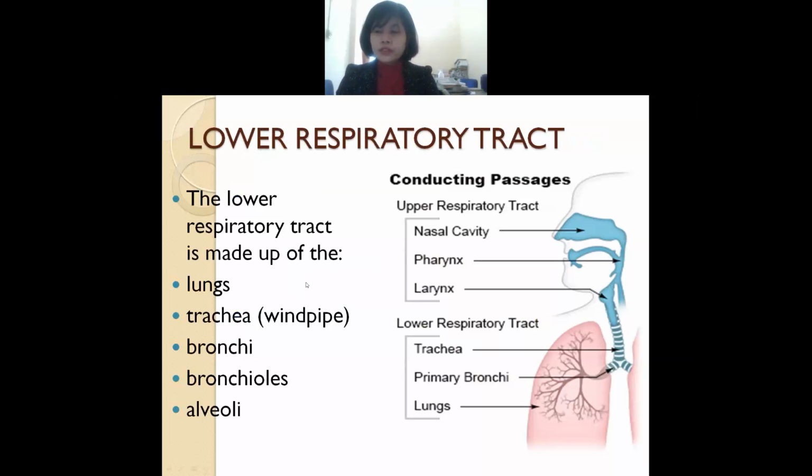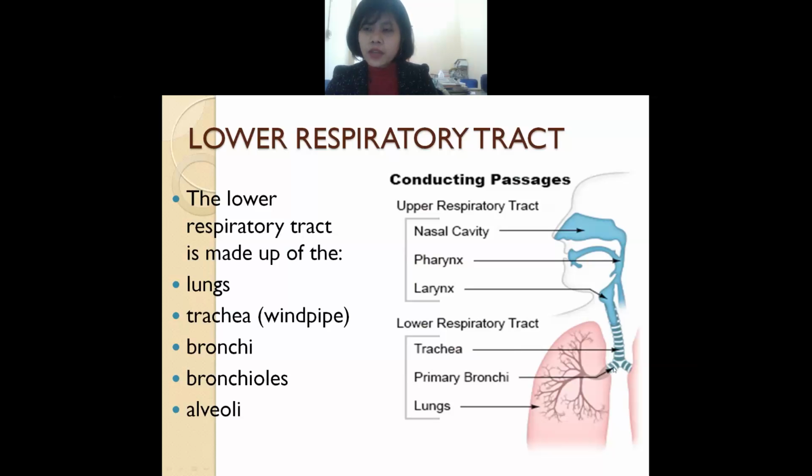Okay, next is lower respiratory tract. So in the lower respiratory tract, what will you find? You will find lungs, this one. You have got two lungs, 1, 2. Next is trachea. So this is trachea. Trachea is also known as windpipe.